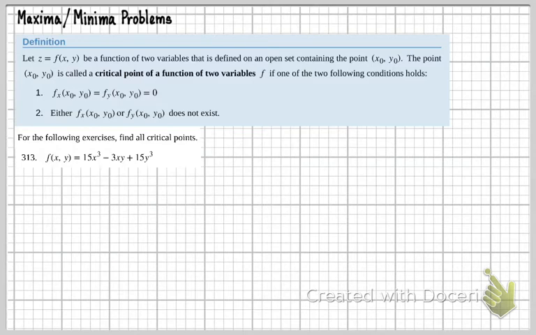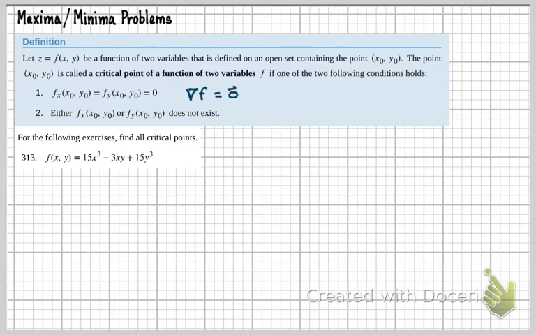It says here, let z equal f(x,y) be a function of two variables that is defined on an open set containing the point (x0, y0). The point (x0, y0) is called a critical point of a function of two variables f if one of the two following conditions holds. So when I look at this, I have fx, or I would call it the partial derivative of f with respect to x, and the partial derivative with respect to y, equals 0. So really what this is saying is where the gradient of f equals 0.